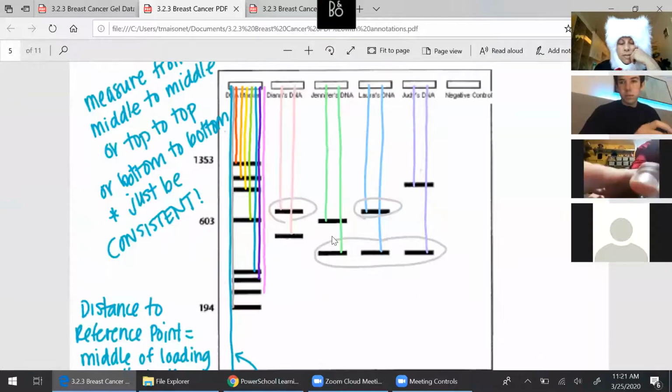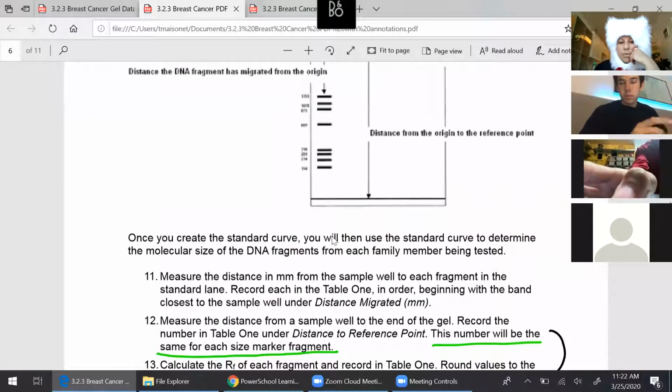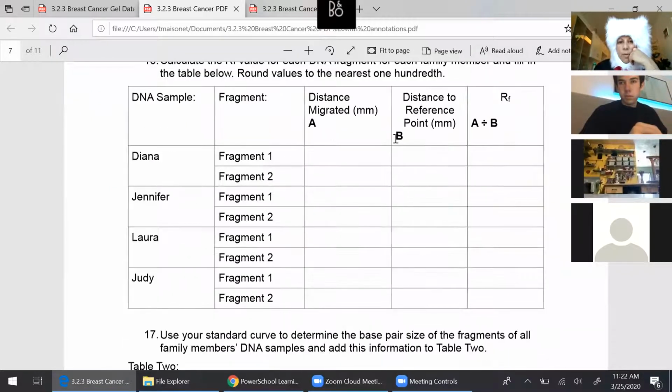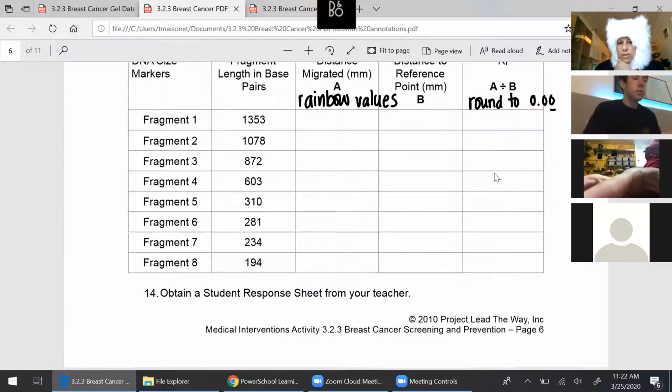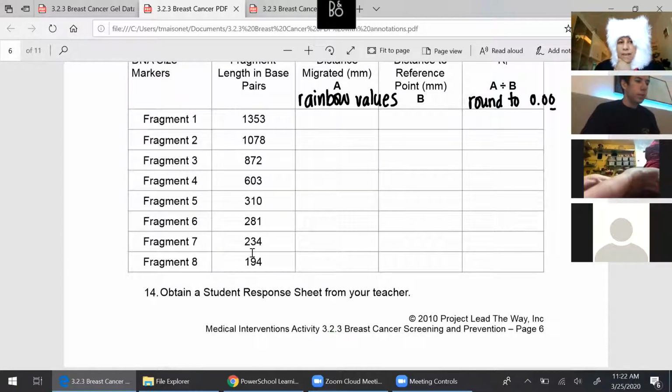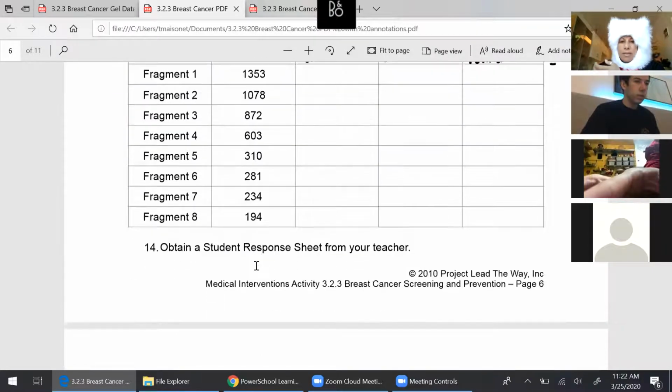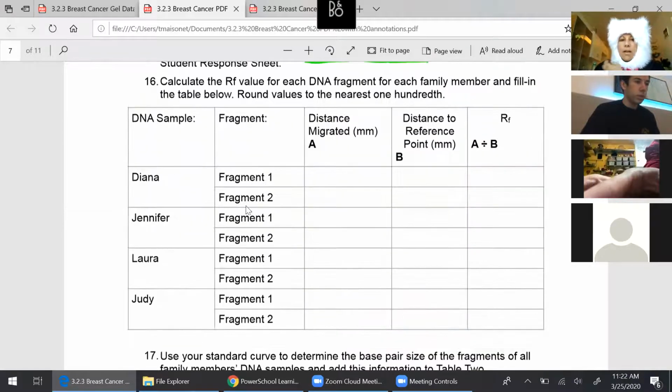So I would zoom out first. In table 2, I'm going to again do my reference points, which are going to be the same, right? Because it's that distance that the loading dye traveled, so that's going to all be the same amount. And then I'm going to measure all the distances of each individual band for all of my patients, and those go here. I'm going to find my RF values again. So it looks very similar to this first table. The problem is we don't have the length in base pairs to graph them in the same way. So that's where the graph comes into play.